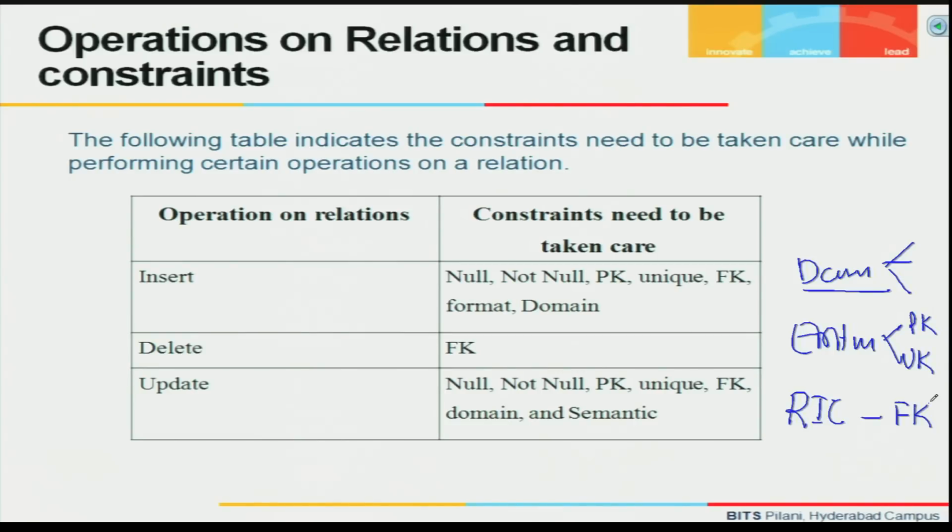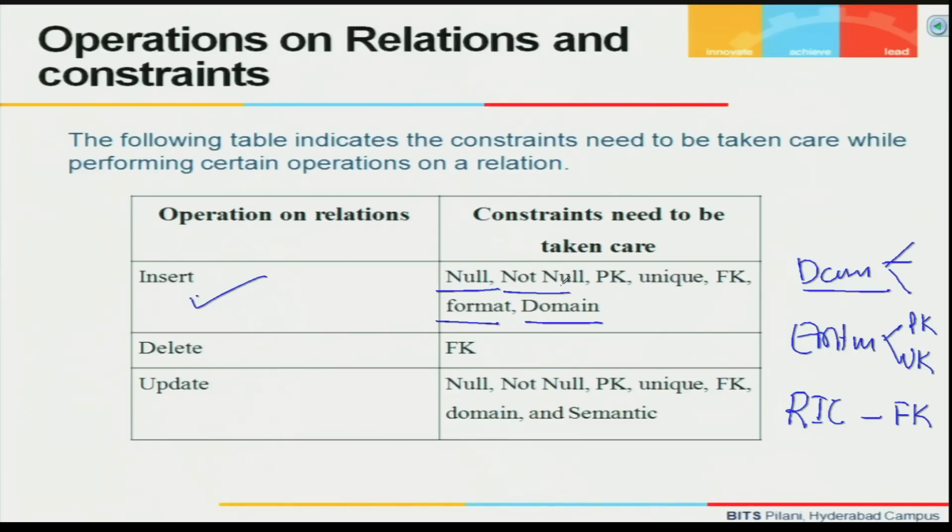Now the following table is going to indicate the constraints that need to be taken care of while performing certain operations on relations. Let us assume there are some relations in a database schema. When we are inserting a new tuple or new row into the table, we need to be careful about the domain, because whenever you insert some values, they should match the specifications of the data type specified in that relation schema. That's why we need to take care about formatting, domain, and null or not null.